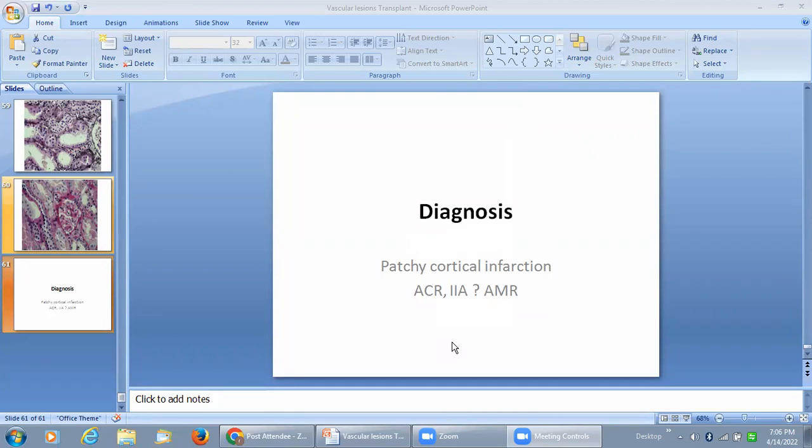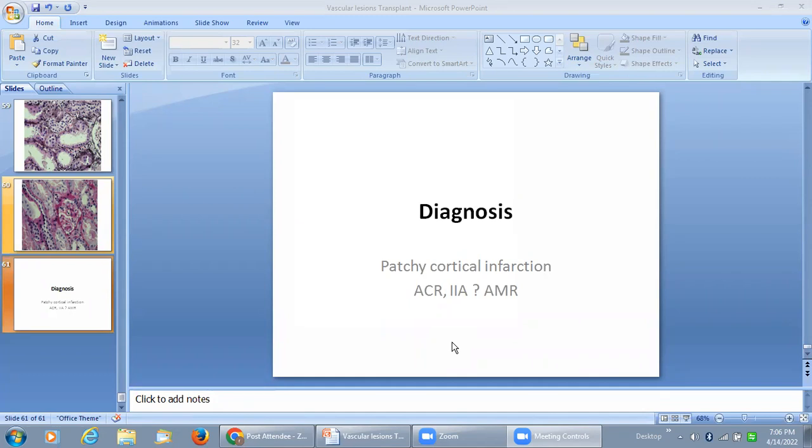So I made it short because I thought that we have to deal with only vascular lesions, because it is easy to diagnose tubulitis and interstitial inflammation and all that stuff. But vascular lesions, many times vascular lesions are missed on routine biopsies. Reason being, when we receive a renal biopsy sample, majority of the time there are 2 or 3 vessels only which are sampled. So we need to look very carefully as pathologists.